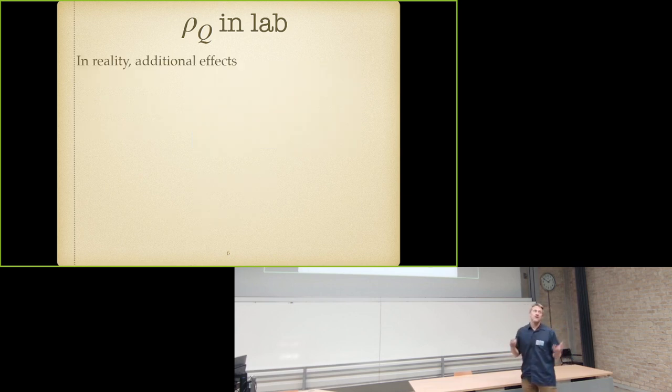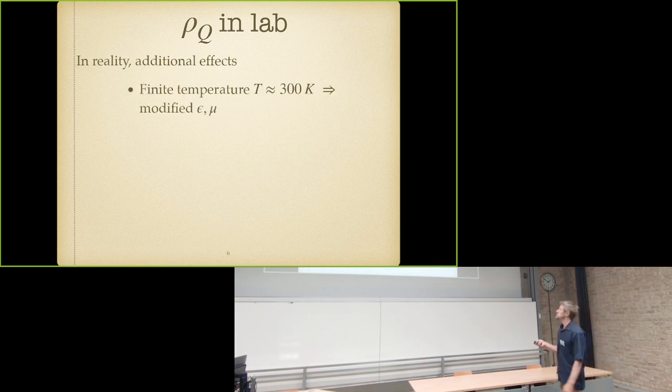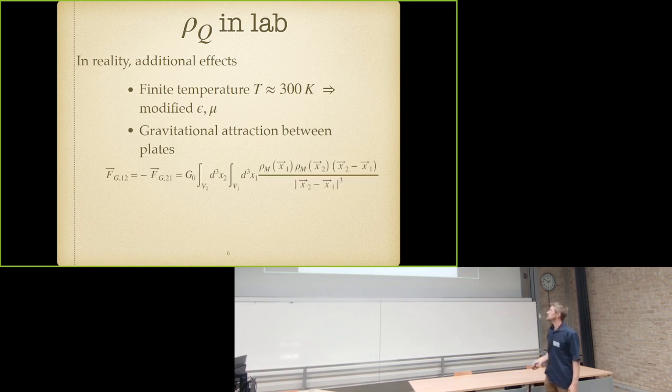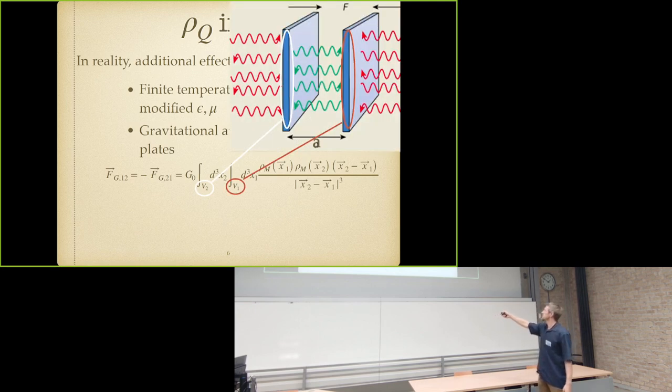If you do this project with experimentalists, there are actually more effects, so you have to consider them if you think about experiment. First of all, it's done at finite temperature, so this modifies the dielectric properties. There's even gravitational acceleration between the plates because the plates have mass. In a precision experiment, you have this Newtonian force between the two massive plates. You have to integrate over the mass densities of the plates, and then you get a force. So this will be important for us, so please memorize this formula.